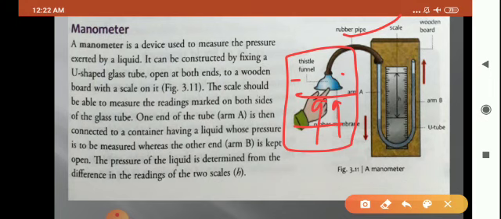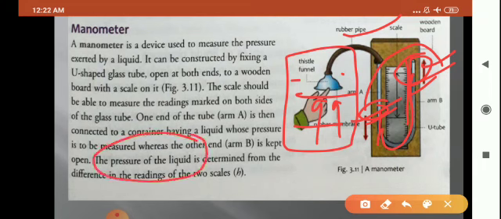Where? The pressure difference will be created in this U-shaped glass tube. One side will go up. If the pressure is higher, the liquid on this side will go further up and the level on the other side will go down. Now you can see a difference is created. And this difference of the two readings, how can we calculate it? The scale is there, you can get one reading from here, the other reading from here, and this difference of the readings is going to give the pressure exerted by a liquid.